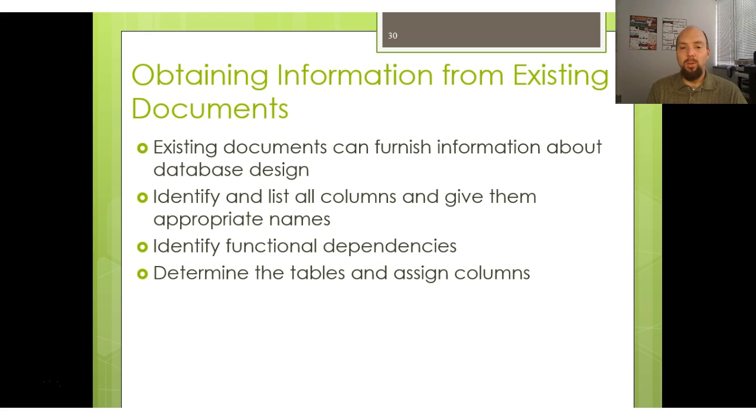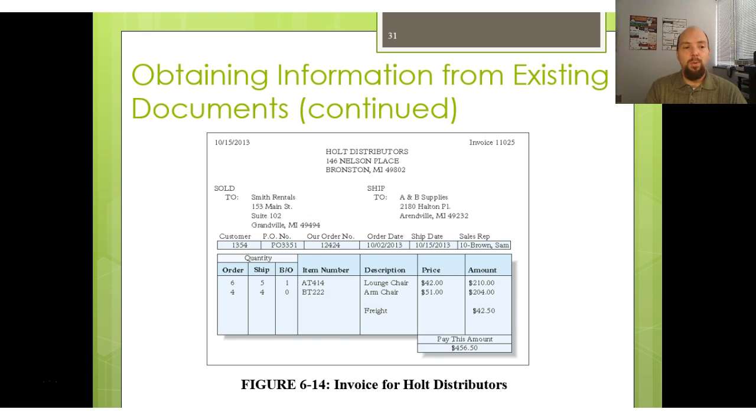So if I go out to a company and let's say they're handwriting out invoices, we can take that invoice and look at what kind of information they're already collecting, and then we can use that to try to build things into our database. All right, so in this case we have Holt Distributors. Okay, they have the name of the company, they have an address, they have a date up here, they have an invoice number, who it's being shipped to, who it's being sold to, what the customer number is, and so forth. There's a lot of information that I can get out of this table.